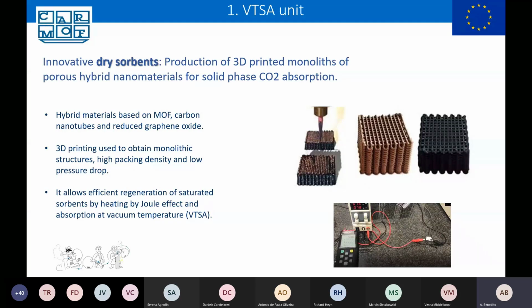The most important thing is to define the requirements that these materials must meet to be able to be 3D printed. These materials must have adequate fluidity, and the structure must have a high packing density, allowing low pressure drops during the flow of the gases. As I said, the regeneration of the saturated solvents by heating will be done by applying the Joule effect, in the vacuum temperature absorption BTCA, in a very efficient way.